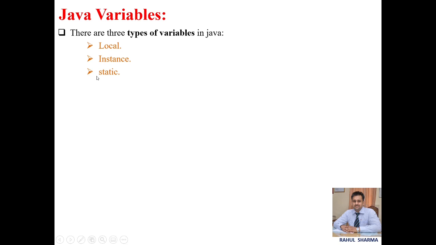Third one is the static variable. A variable which is declared as static is called a static variable. It cannot be local. We can create a single copy of the static variable and share it among all the instances of the class. Memory allocation for a static variable happens only once, when the class is loaded in the memory basically.